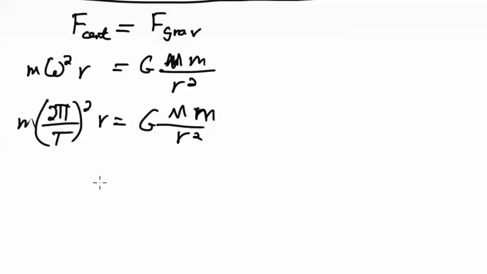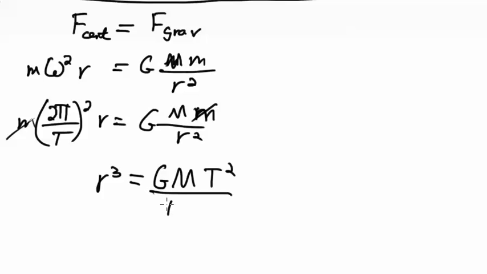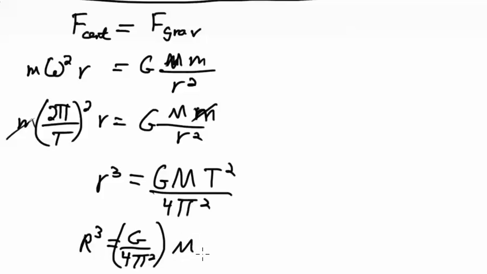Let's put our r cubed over here and put everything else on the other side. G M, I can cancel out the m's there. G M T squared over 4 pi squared. So we've got an equation that goes r cubed equals G over 4 pi squared, that's our constant, times mass times the period squared.